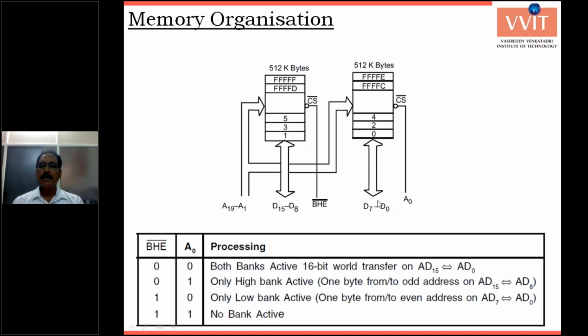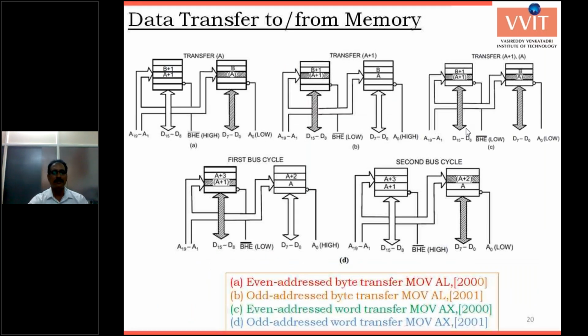The even bank is connected by the 8086's dedicated data lines D0 to D7, the lower order data lines. The higher order data lines D8 to D15 are connected to the odd bank. Now, how do we read the content of this even bank and odd bank, at a time reading word by word, that means 16-bit, or byte by byte? You follow this diagram.